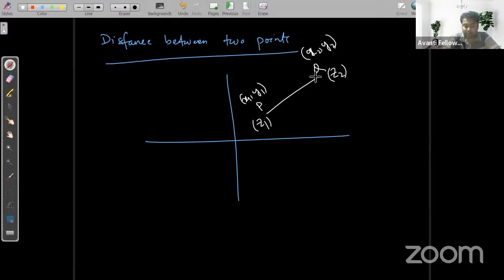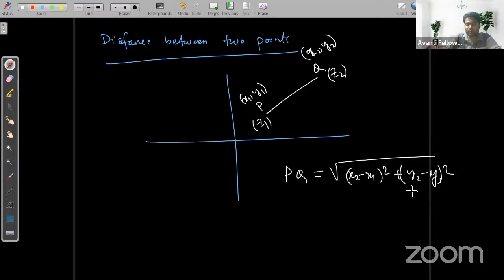What should be the answer? So PQ will be, we can say, square root of x2 minus x1 whole square plus y2 minus y1 whole square. Yes or no? So what is the position vector of point P?